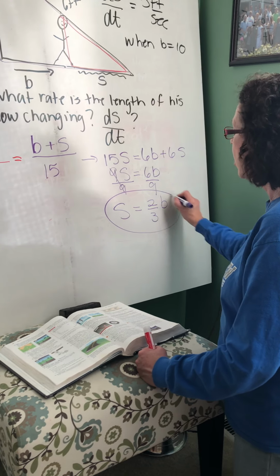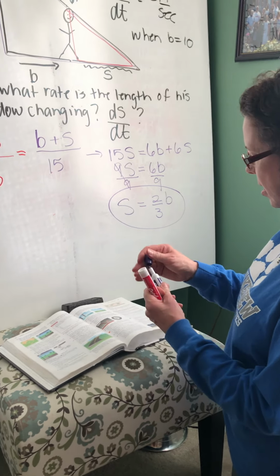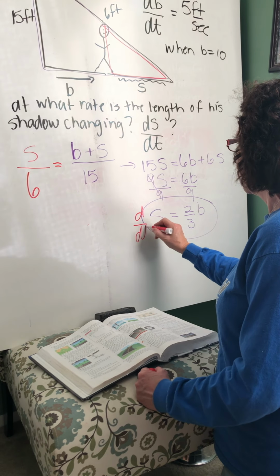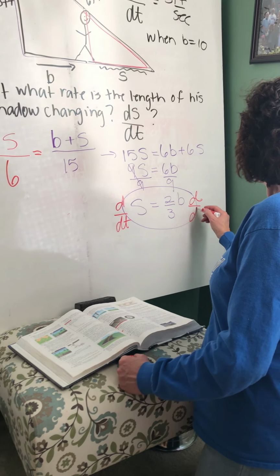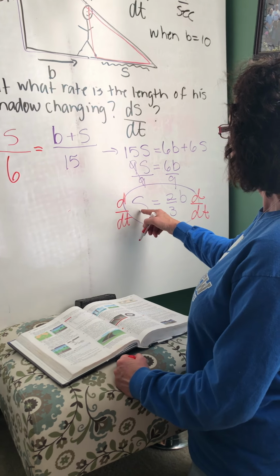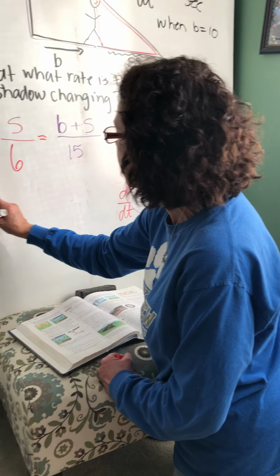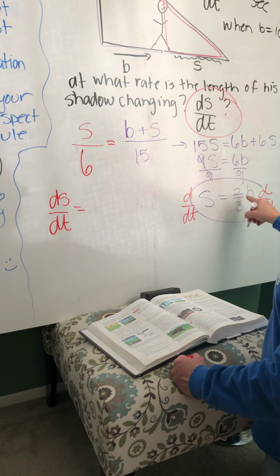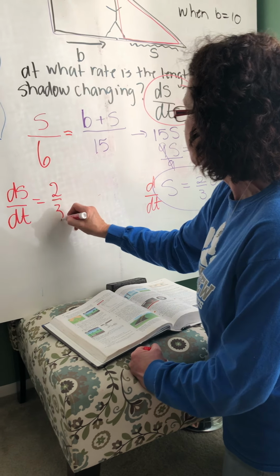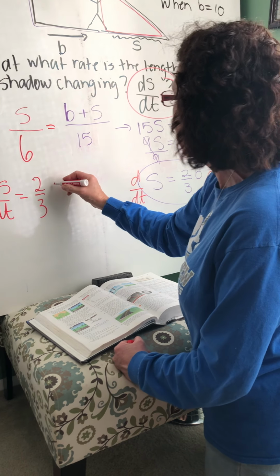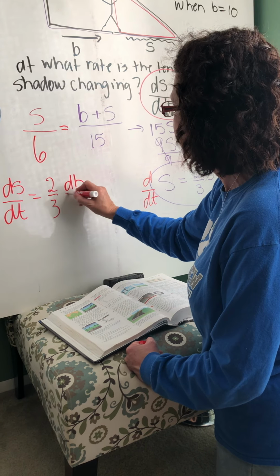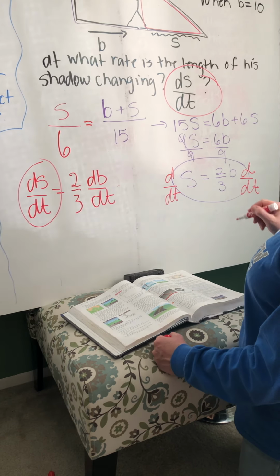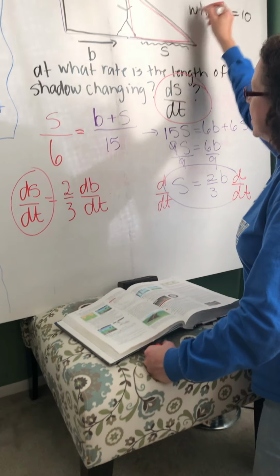Okay, here is my primary equation. I am going to come to the left and take the derivative of it with respect to time. There we go. The derivative of s with respect to time is dS/dt. That's what they asked us for. The derivative of, I'll keep my 2/3, and the derivative of b with respect to time is dB/dt. There we go. They asked us for dS/dt. Hopefully they gave me dB/dt. They did. It's 5.